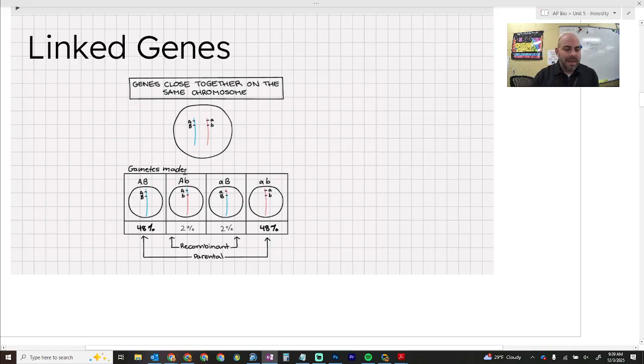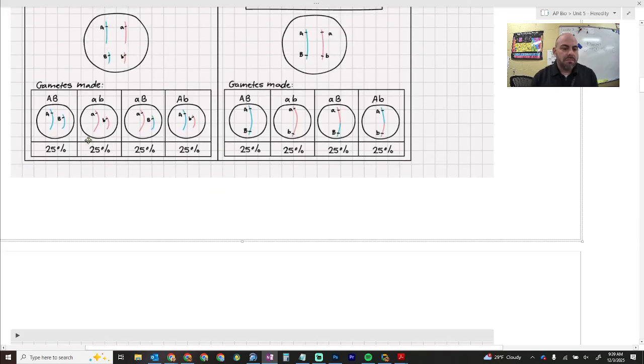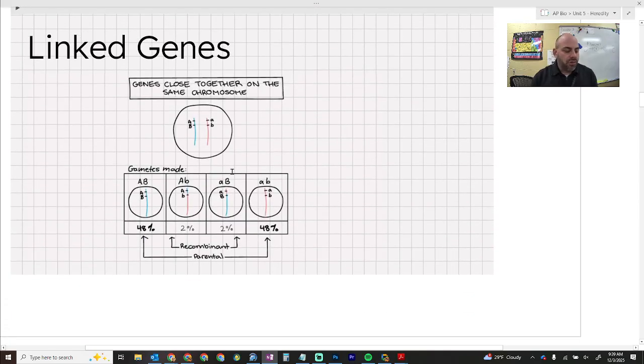Big A and big B are inherited together 48% of the time, and they recombine at 2% of the time. This is less than 50%, and so then you would say that A and B are linked. If it's 50% or more, then you would say that those genes are not linked, which is what you'd expect to see here. That's just a general rule of thumb, but when it doesn't meet those expectations, linked genes is a possible culprit.